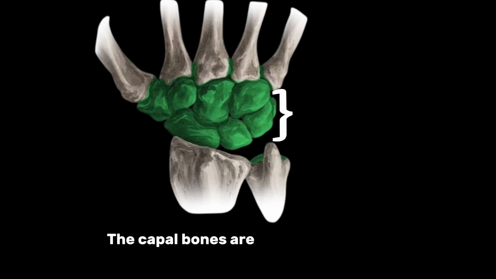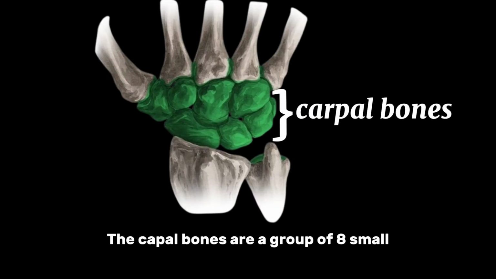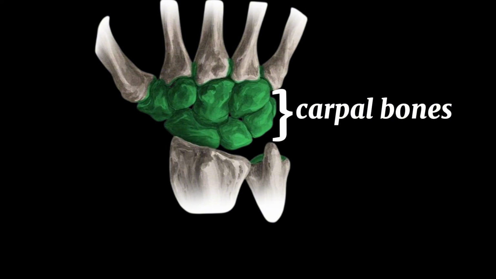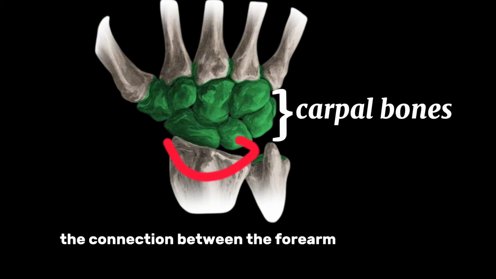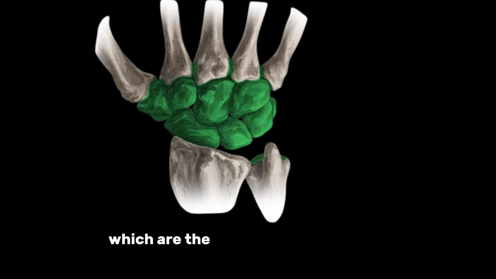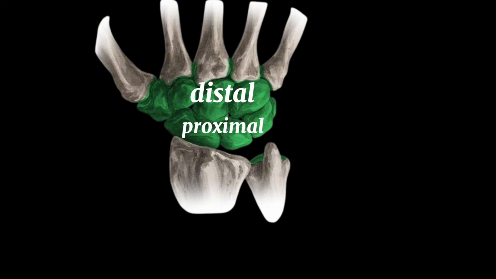Carpal bones are a group of 8 small, irregularly shaped bones located in the wrist. They form the connection between the forearm and the hand and are crucial for wrist motion and stability. Now, these bones are organized into 2 rows, which are the distal and the proximal.